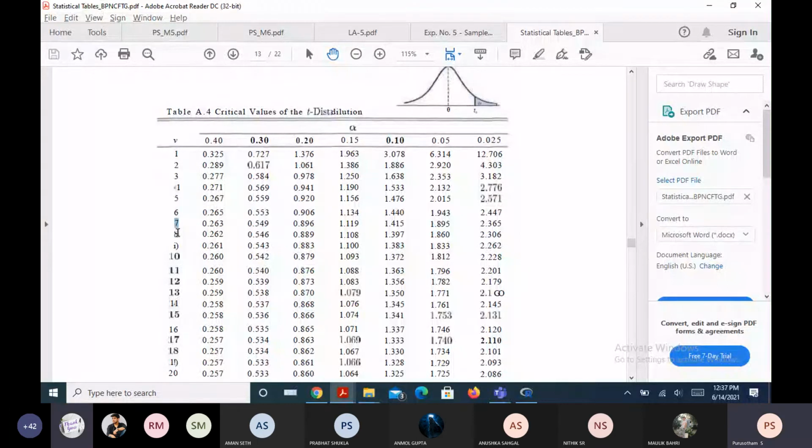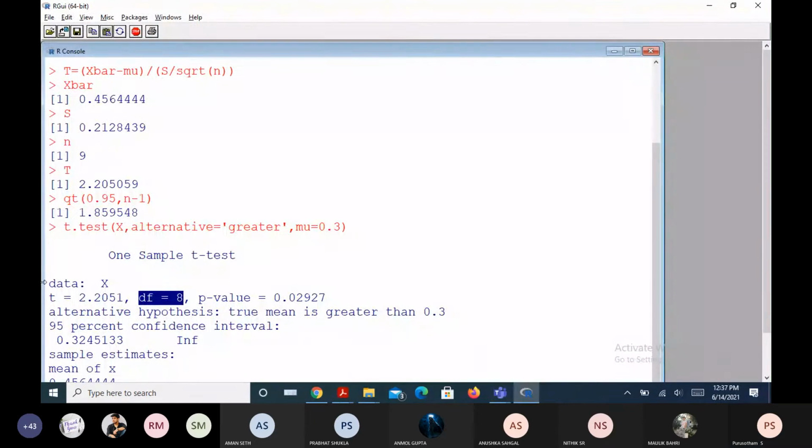Then what is the level of significance value? 0.05. What is the intersection? 1.860. Is it shown as QT 1.860 when you rounded to 3 decimals? Now the same thing you can look at, the critical value from the table like this.